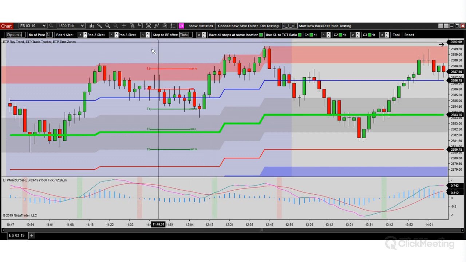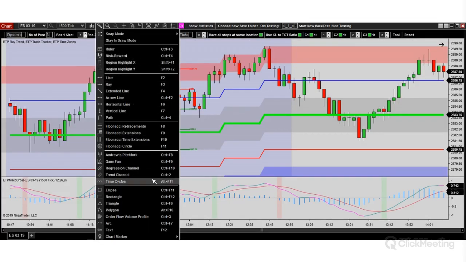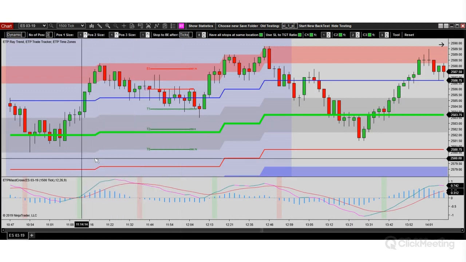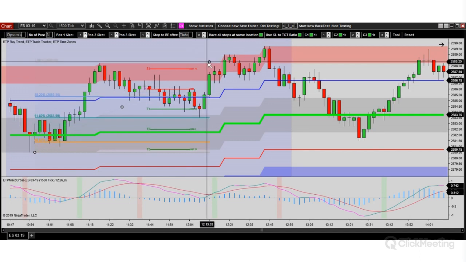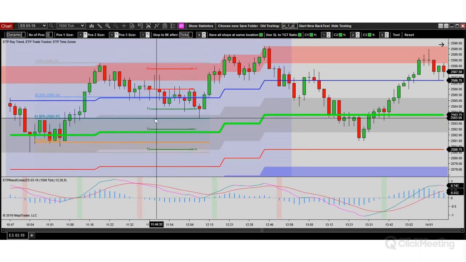Okay, so a normal fib, that will be, let me just draw a Fibonacci. I'll just draw a Fibonacci retracement and then we can go from here, okay? So let's just say you want to enter on the 161.8%, right?